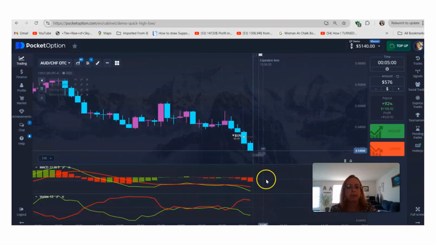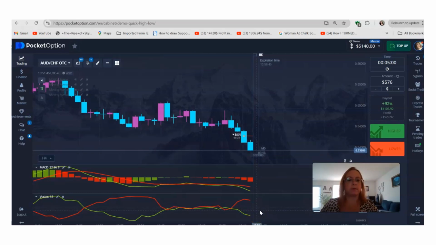The histogram needs to be below the zero line. The green line needs to be below the red line in the MACD. The green line in the vortex needs to cross and be below the one line in the vortex indicator. And those are the things that need to be met.